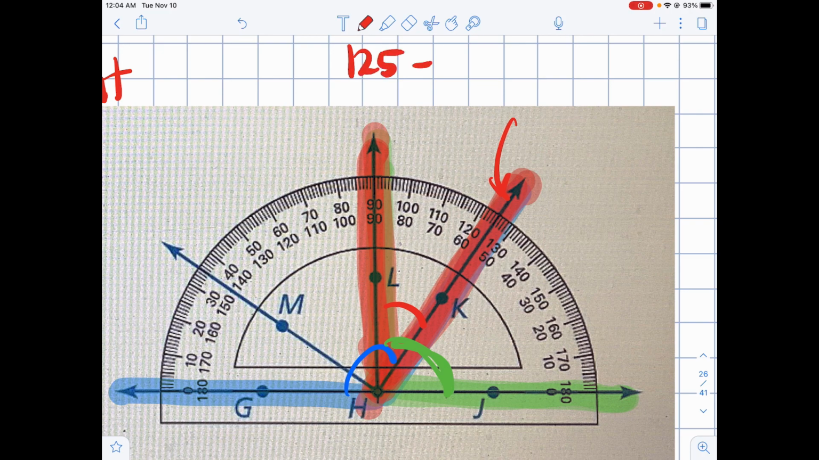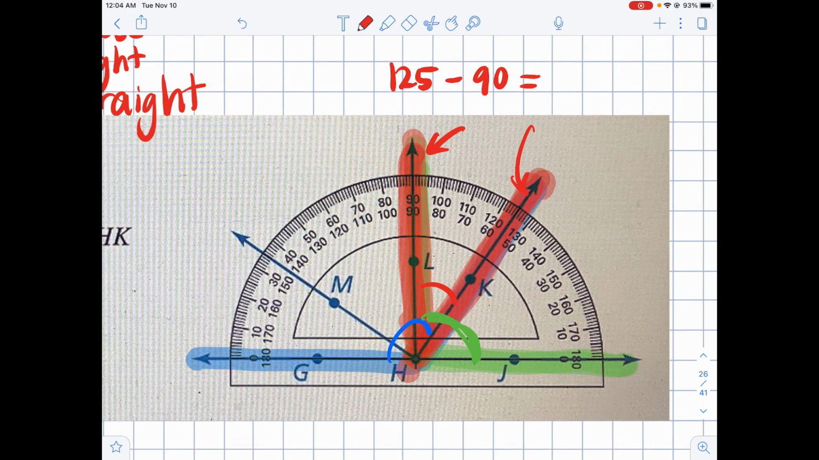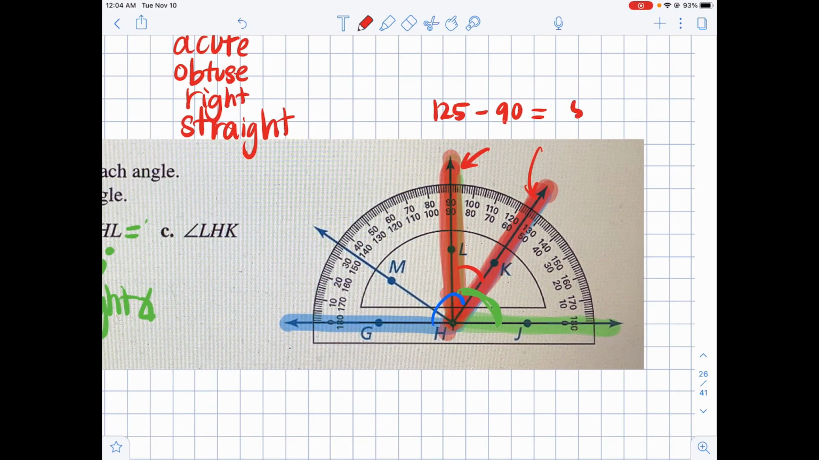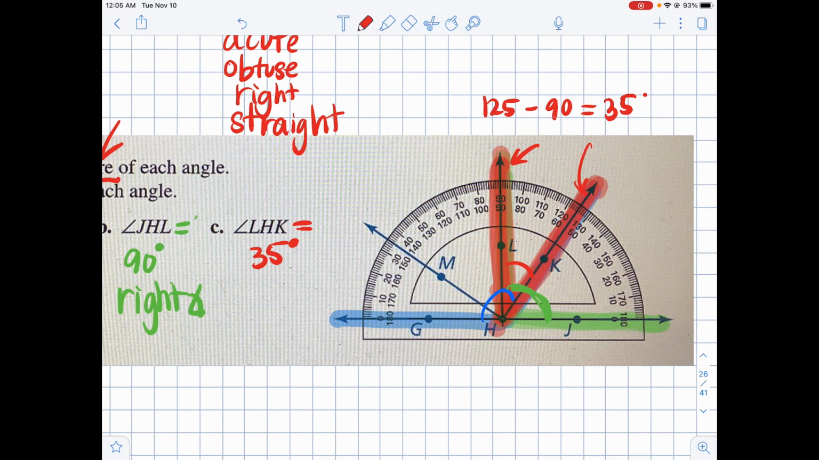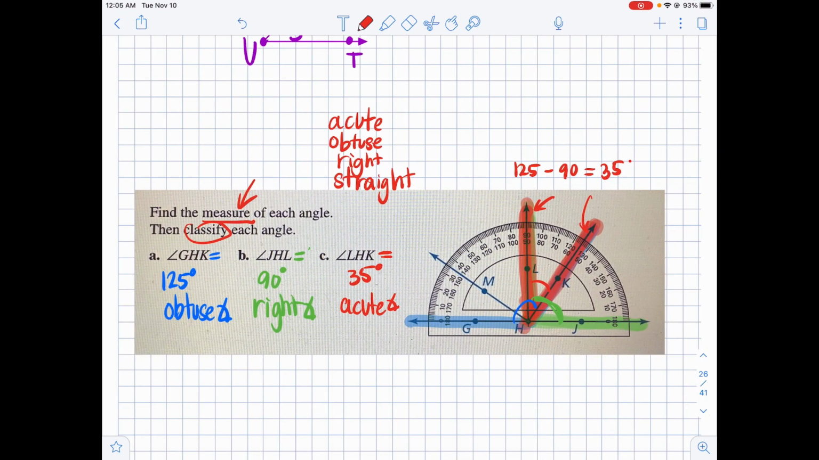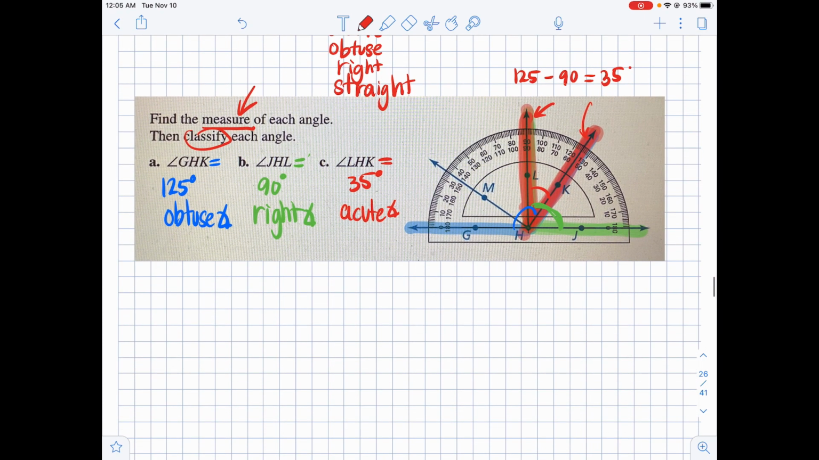And I'm going to subtract it from this guy. And I know that's 90. So if I subtract that, I believe that's going to be 35 degrees. And that's what my angle is. My angle is going to be 35 degrees. And since by definition, it has to fall under acute angle. All right, that's it. Let's go ahead and jump into the next example.